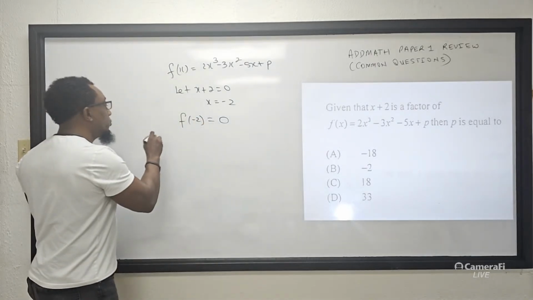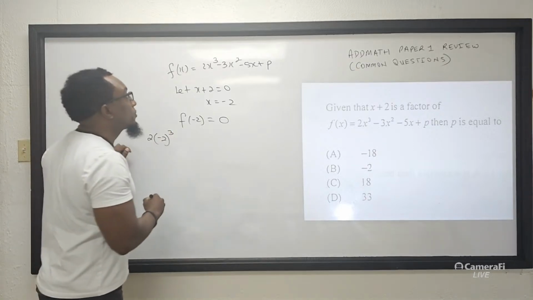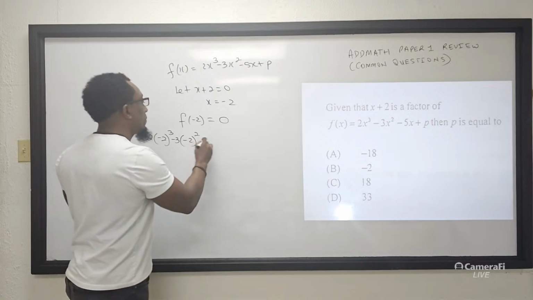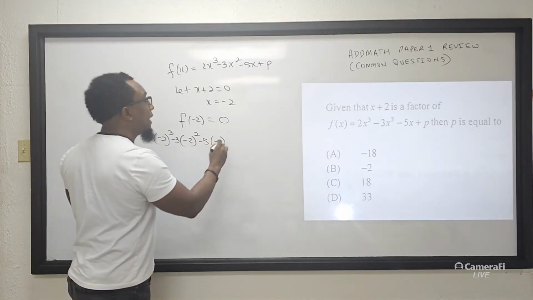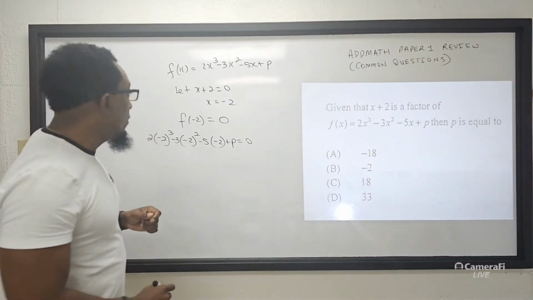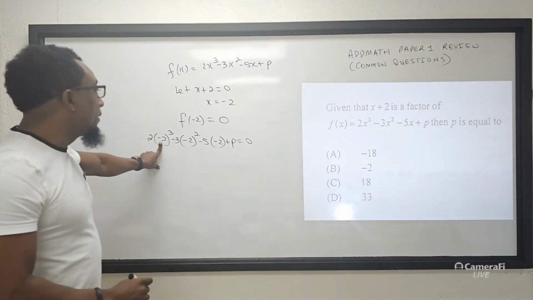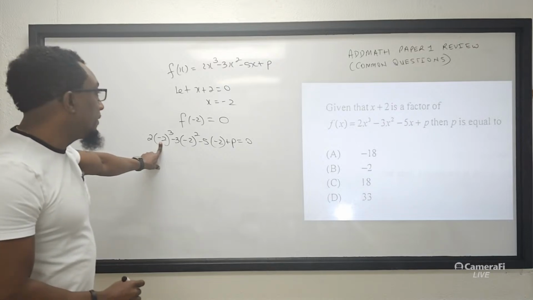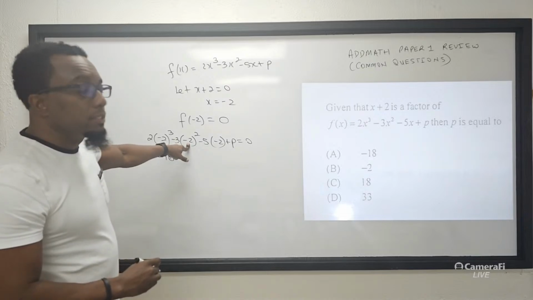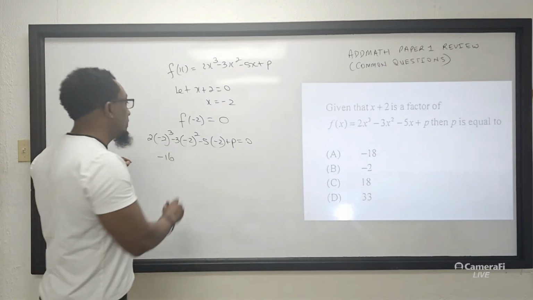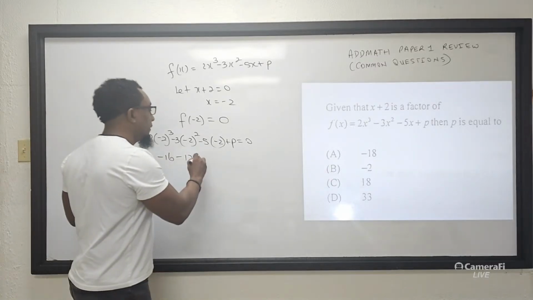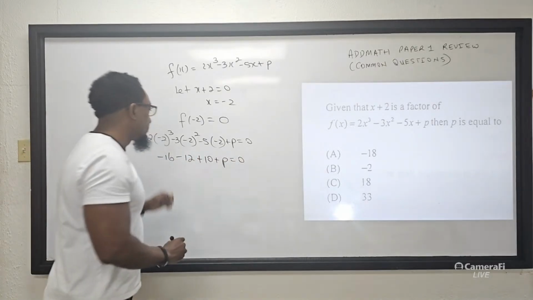So this becomes 2 times negative 2 in brackets cubed, minus 3 times negative 2 in brackets squared, subtract 5 times negative 2 in brackets, plus p is equal to 0. So let's solve to find the p now. Negative 2 cubed will be negative 8. Negative 8 by 2 is negative 16. Negative 2 squared is 4. 4 by negative 3 is negative 12. Negative 5 by negative 2 is positive 10. Plus p is equal to 0.